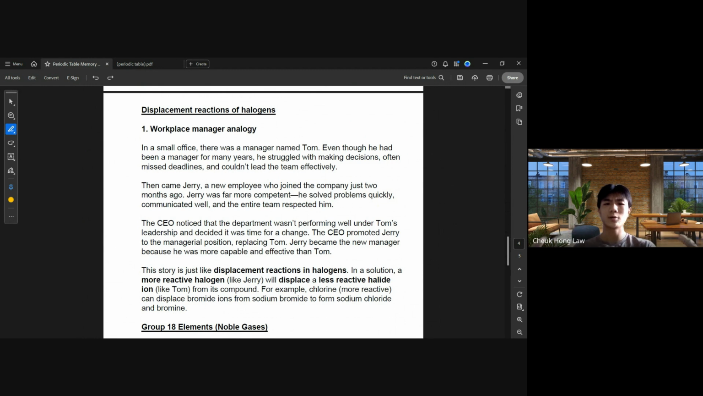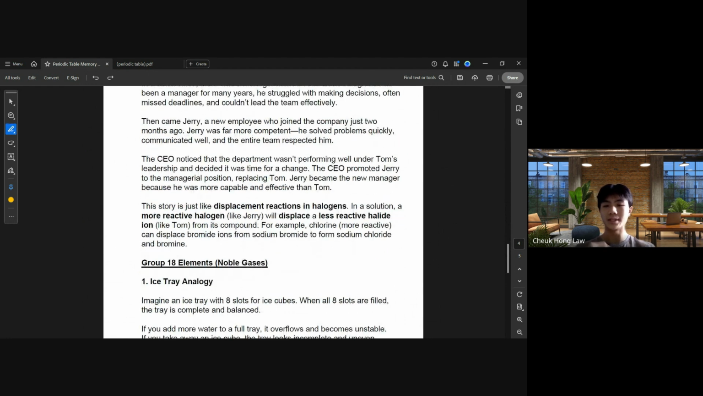So since the CEO noticed that the department wasn't performing well under Tom's leadership as a manager, he decided that it was time for a change, right? So the CEO promoted Jerry to the managerial position, okay, replacing Tom. So now Jerry is the new manager because he was more capable and more effective than Tom. So this is how I link it to displacement reactions in halogens.